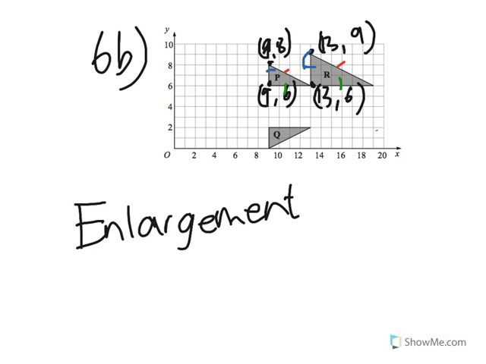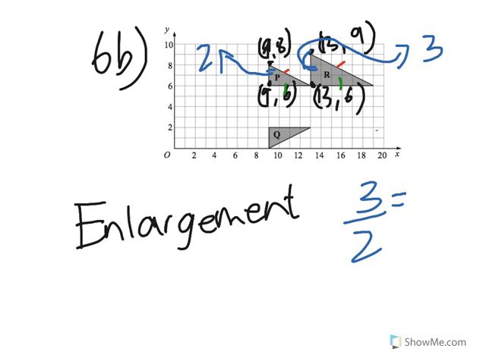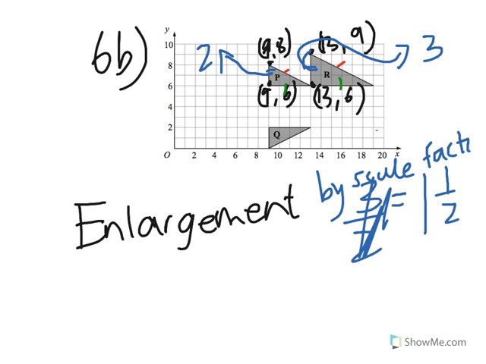So we're going to take the blue side and compare it. I've written down all the points over here, 13, 6, 13, 9. So the length of this side is nothing but 9 minus 6, which is 3. And the length of this side is nothing but 8 minus 6, which is 2. So all we've got to do is compare the larger side to the smaller side. So it's 3 over 2, which is 1.5. So the enlargement is by scale factor 1.5.